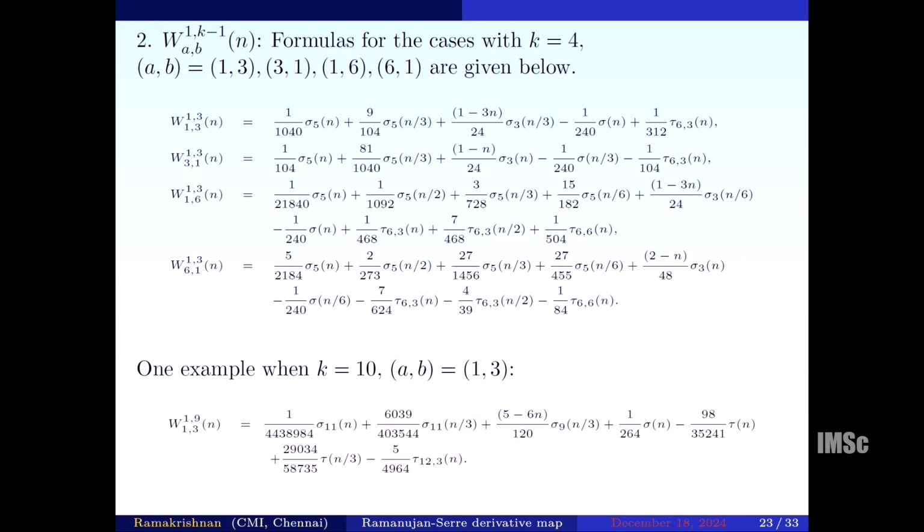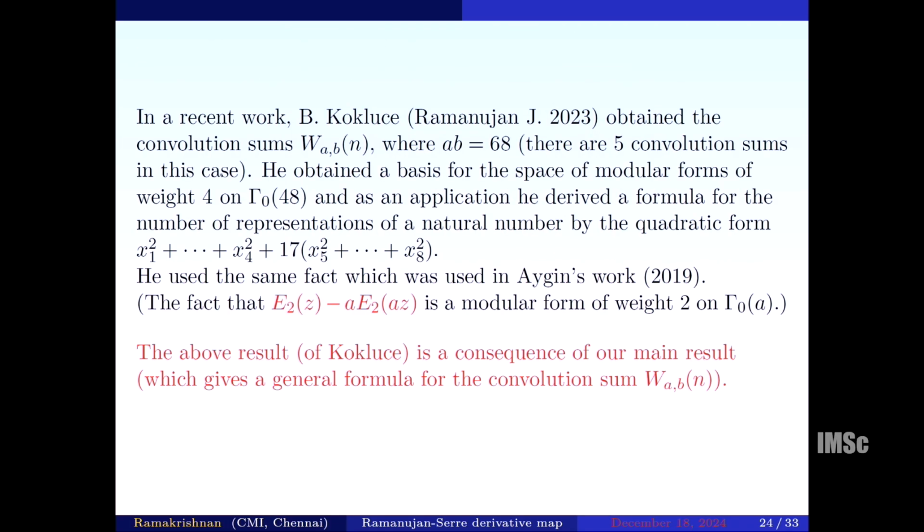Next, the second one is the W_ab(1, k minus 1) formulas in the case when k equal to 4, and then when k equal to 10, ab equal to 1, 3. Some examples I gave. In a recent work, Koklus, again appearing in the Ramanujan Journal, obtained the convolution sums W_ab where ab equal to 68, and there are 5 convolution sums in this case. He obtained a basis for the space of modular forms of weight 4 on gamma_0(48), and as an application he derived a formula for the number of representations of a natural number by this type of quadratic form: 8 squares, with the first 4 squares added up and the second set of 4 squares put with the coefficient 17.